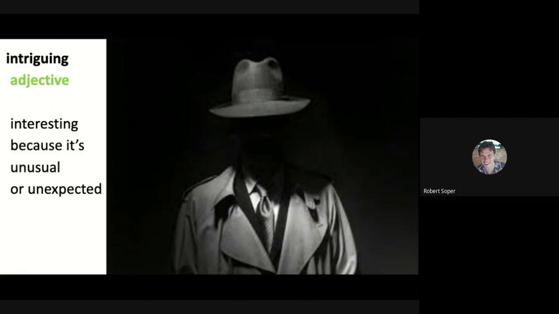Putting that in a sentence, I could say the man in the photo is intriguing. I think he looks very mysterious. Okay, try and put this word intriguing in your own sentence.